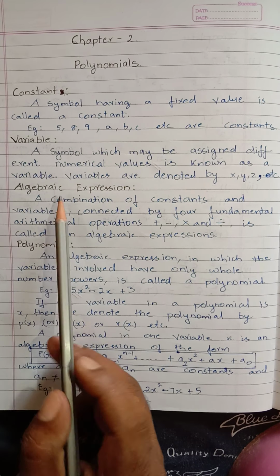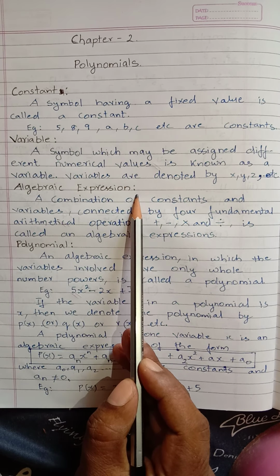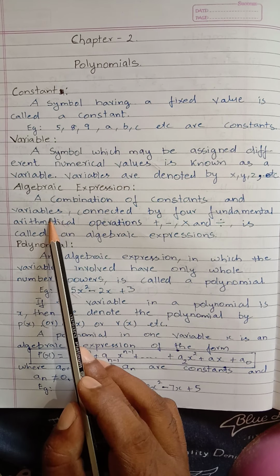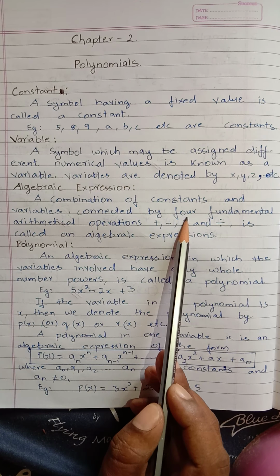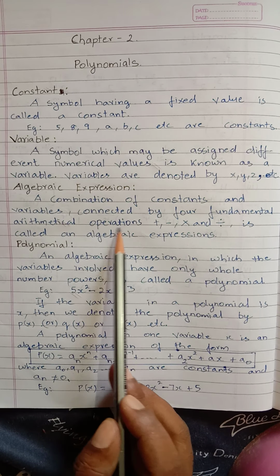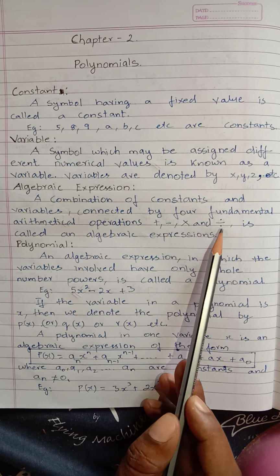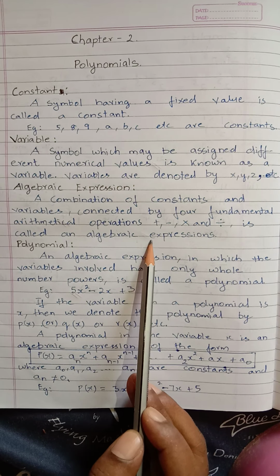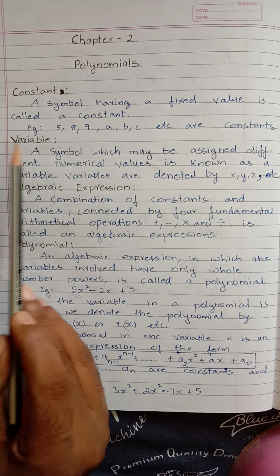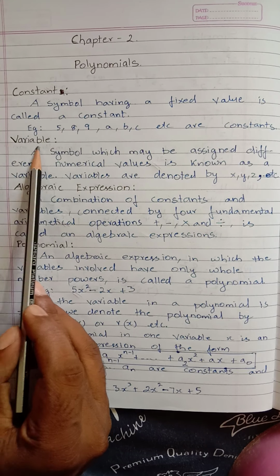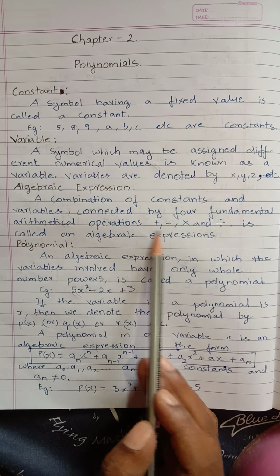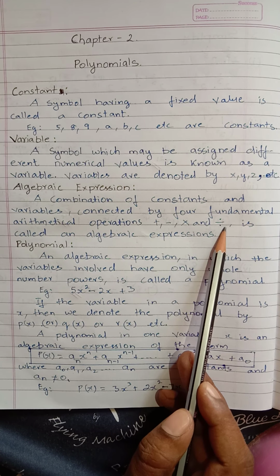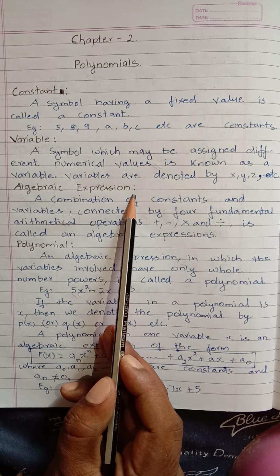Now let's go for algebraic expressions. A combination of constants and variables connected by the four fundamental arithmetic operations, that is plus, minus, into, division, is called an algebraic expression. So when we connect constants and variables with any of these four operations, plus, minus, into, or division, we call it an algebraic expression.